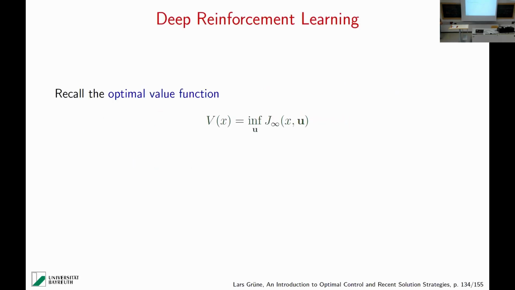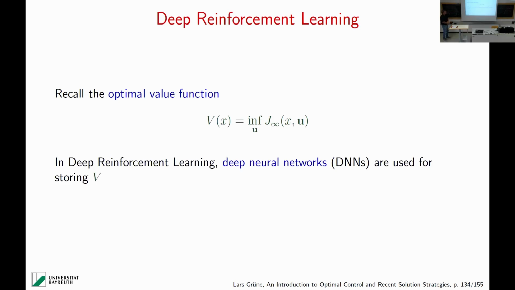Okay, brief reminder, what was deep reinforcement learning? It's all about this optimal value function. I'm only talking about infinite horizon problems now, just for simplicity. You could also do finite horizon, but it gets a bit more messy because of the time dependence then. And what I said is once we have computed this object, we can easily get the optimal feedback from that. So this is what we would like to compute. And I'm talking about only V now, not Q. You could do similar things for Q also, but I'm leaving that out.